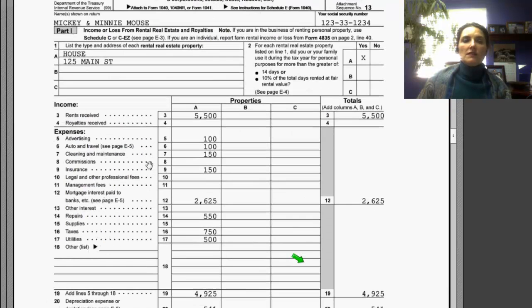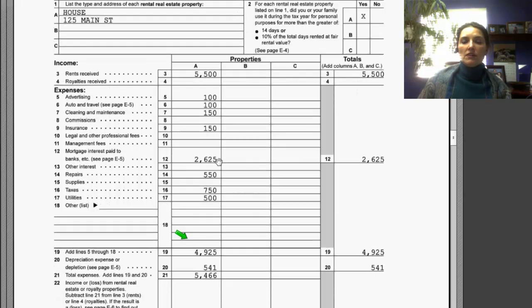Here is Mickey and Minnie's Schedule E. We show $5,500 of rent income. Advertising was $100. Auto expense was $100 as well, and that was essentially 200 business miles times 50 cents per mile. Cleaning and maintenance was $150. Insurance was $150. Prorated mortgage interest was $26.25. Repairs to the home were $550, particularly Goofy's room. Taxes prorated are $750, and then we had utilities prorated at $500.